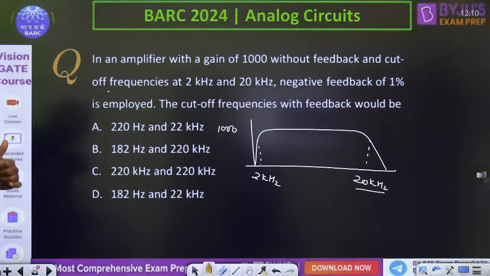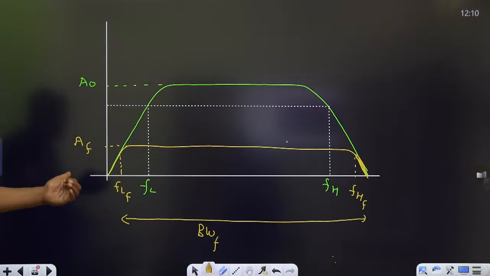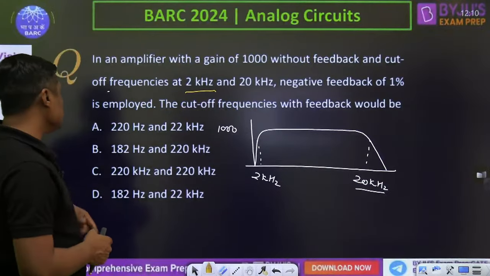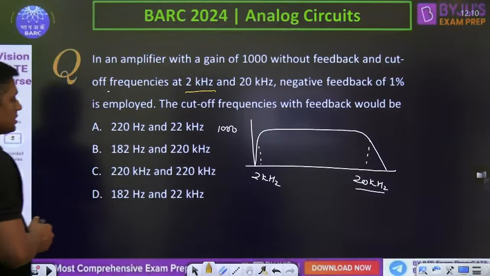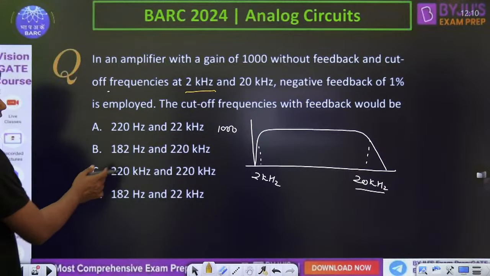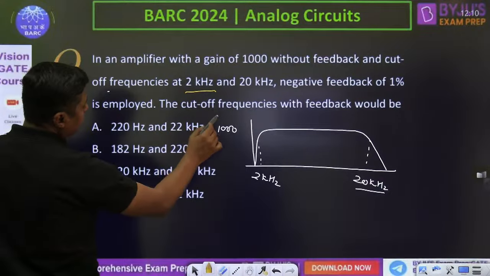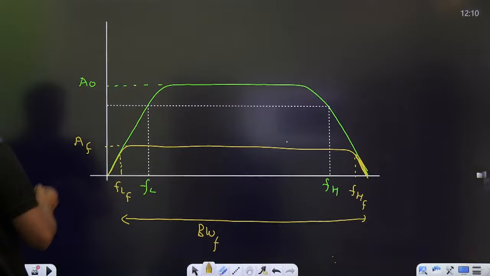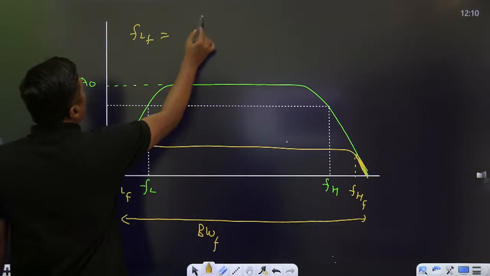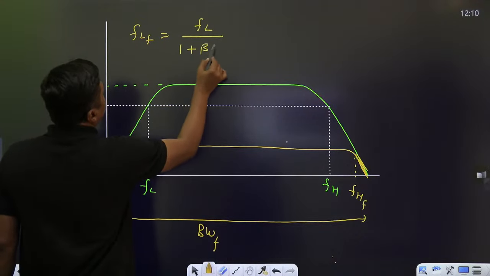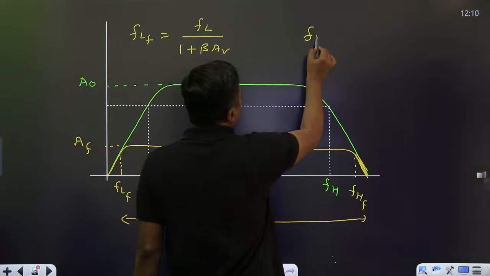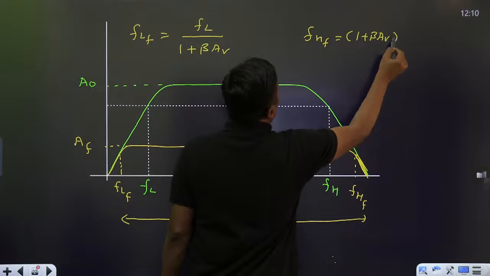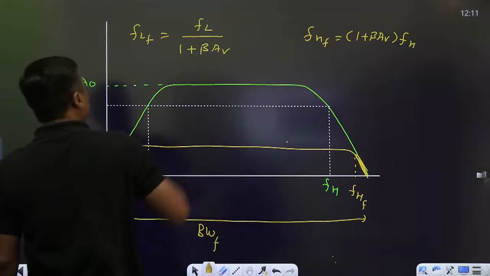The cutoff frequencies with feedback would be, okay. Now look, the cutoff frequency FLF will be less than FL. So what is the FL here? 2 kilohertz. So all of these are less than 2 kilohertz. And the higher cutoff frequency will be greater than 20 kilohertz. So yes, what is the formula then? FLF is equal to FL divided by 1 plus beta AV. And FHF will become 1 plus beta AV into FH without feedback. One will decrease, the other will increase.